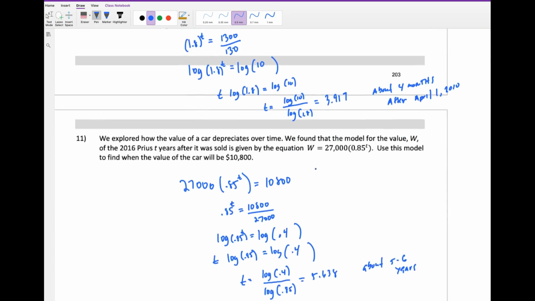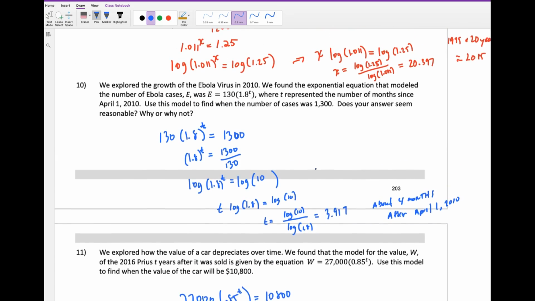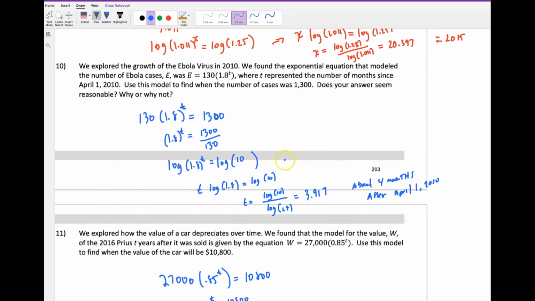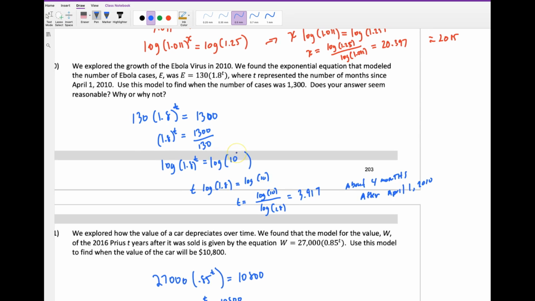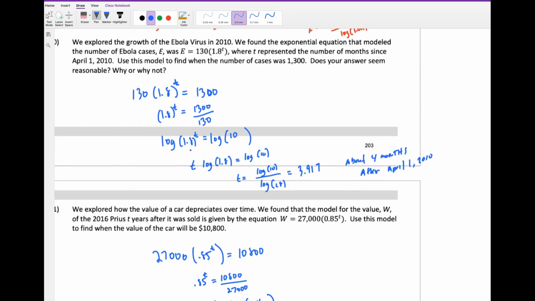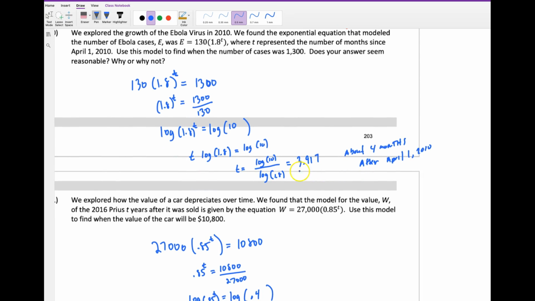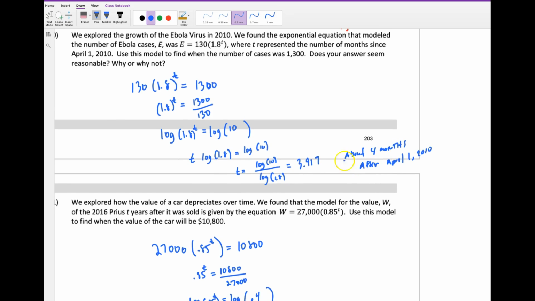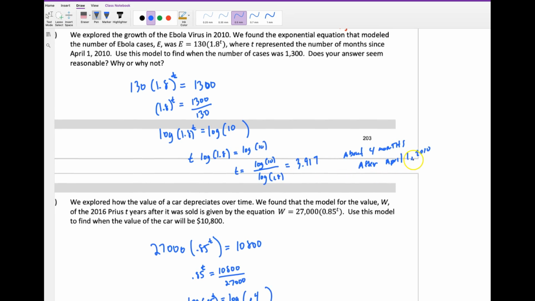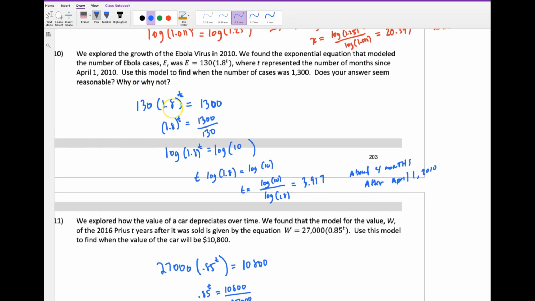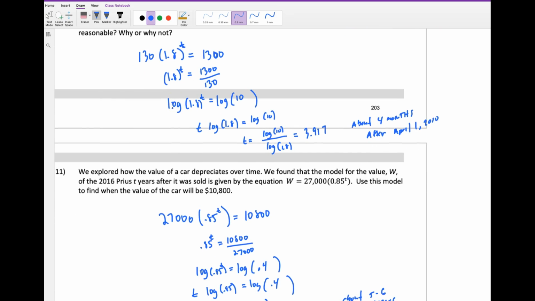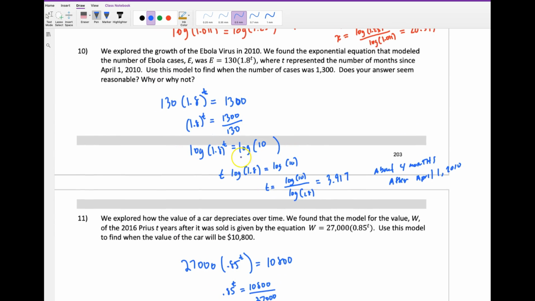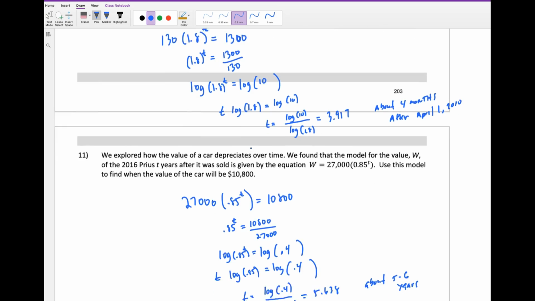Again, these other questions follow the same format. Take the log of both sides after you divide. You can see what we end up with here. Divide both sides, the t comes in front. Get an answer, and then you have in about 4 months after April 1st, 2010. You may need to pause to look at that, but again, we're taking the log of both sides.